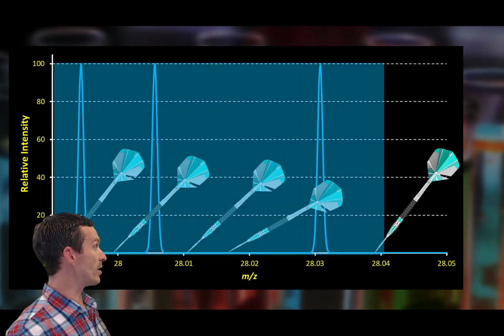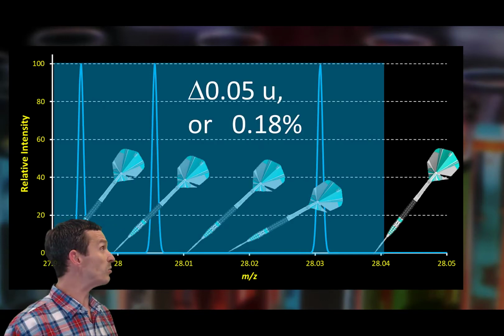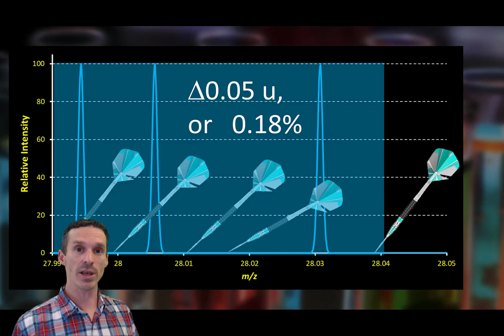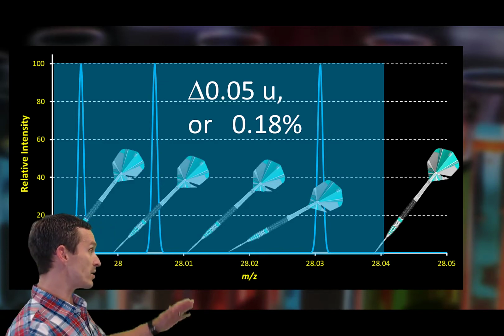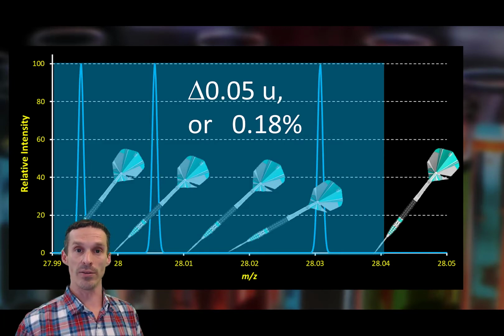And to put numbers on that, we're actually seeing the mass distribution spreads out by about 0.2%. So this is extremely low mass accuracy. With an instrument that's that variable, we're never going to be able to distinguish one compound from the other.